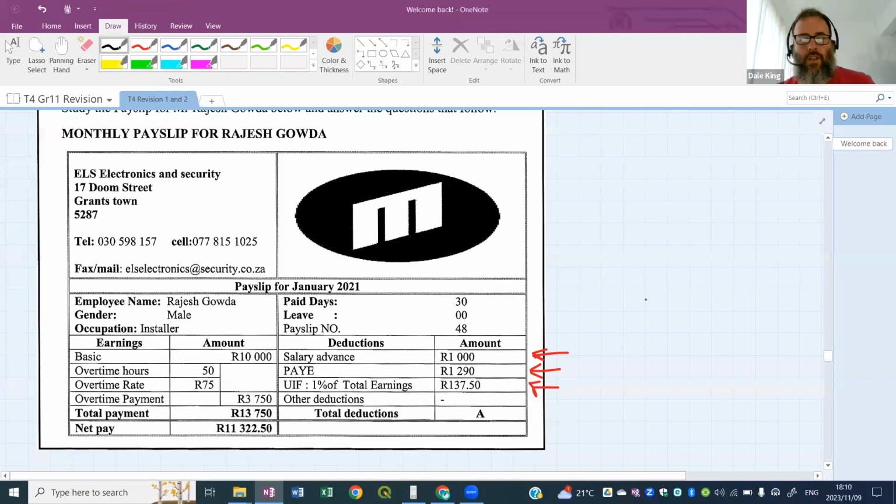UIF gets paid by everyone. In fact, you guys are so clever, you know what this is. Who can come online and give a brief explanation of what UIF is and how it's paid? I know you guys know this. Someone online, come tell us what UIF is and how it is paid. Anybody out there? Raise your hand. There we go.